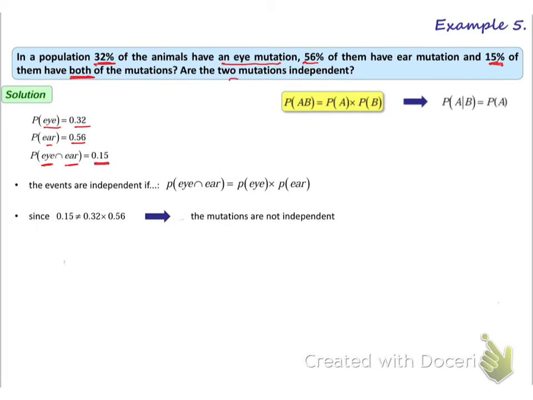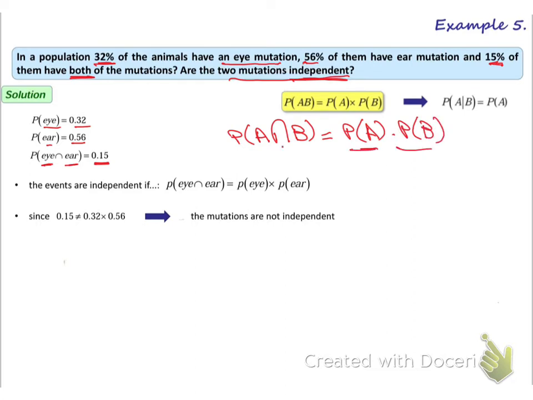Are the two mutations independent? We have a formula for independent events. We have one of two conditions. In one of them, both are the same actually, but the problem will be solved by proving that they are independent. If the probability of A intersect B equals the probability of A times the probability of B, this means that they are independent.